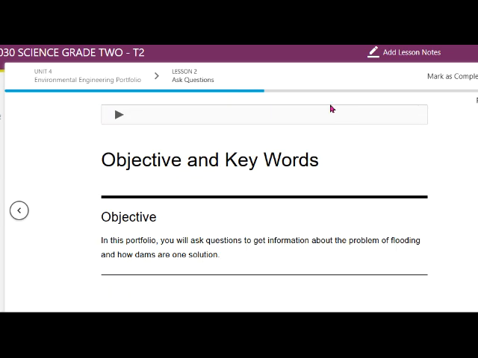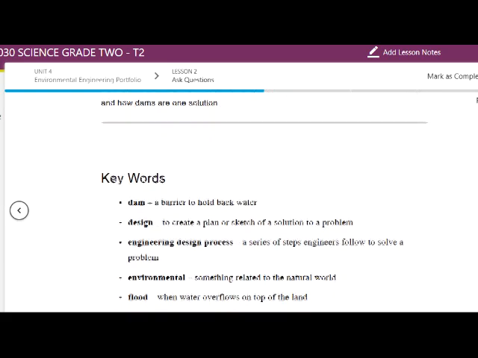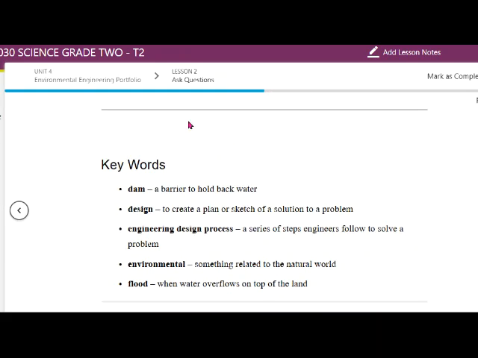Objective. In this portfolio, you will ask questions to get information about the problem of flooding and how dams are one solution or way to solve that problem. Here are some of these same keywords and a few new ones.